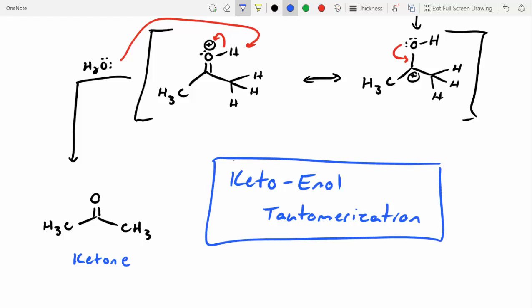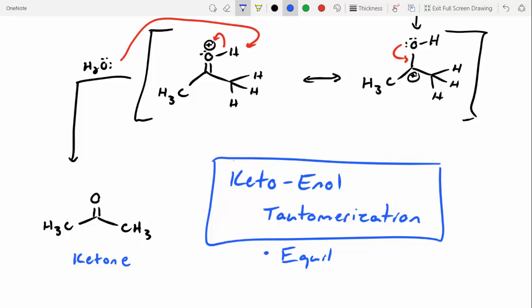Yes, exactly. So oftentimes when you form an enol, it goes through a keto-enol tautomerization where you end up with the ketone, or occasionally you end up with the aldehyde. This is a really important mechanism, and it favors the ketone.